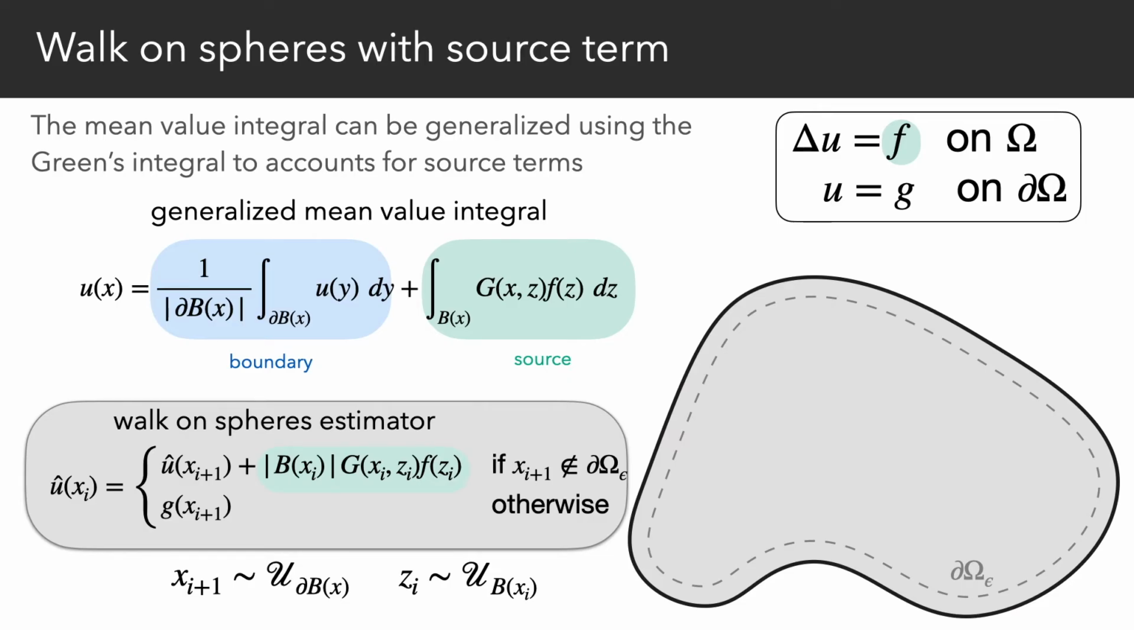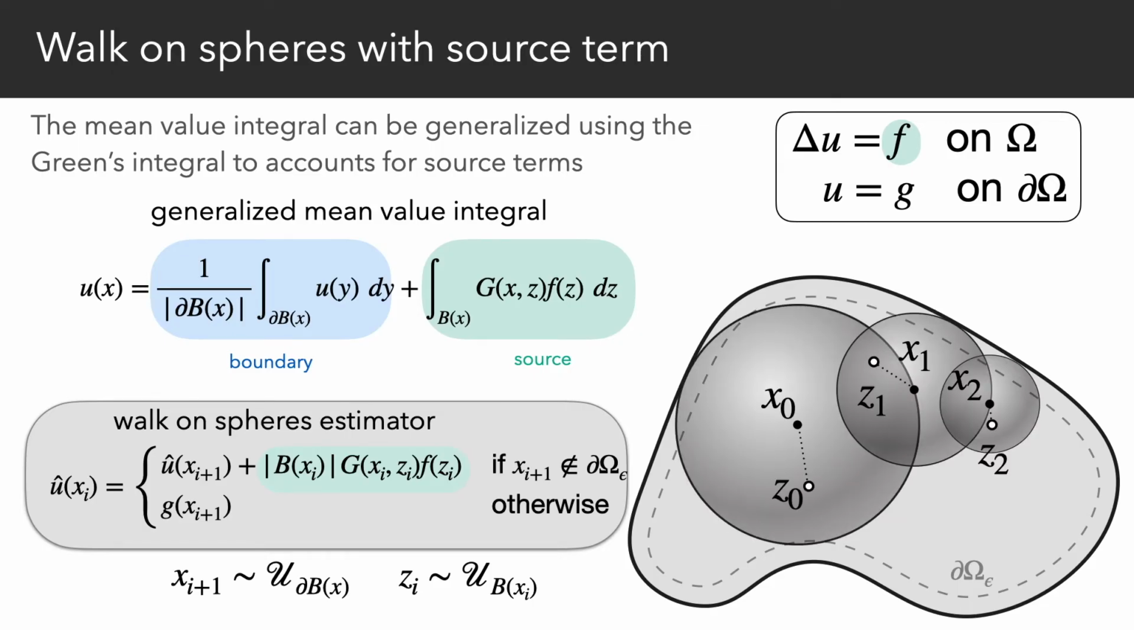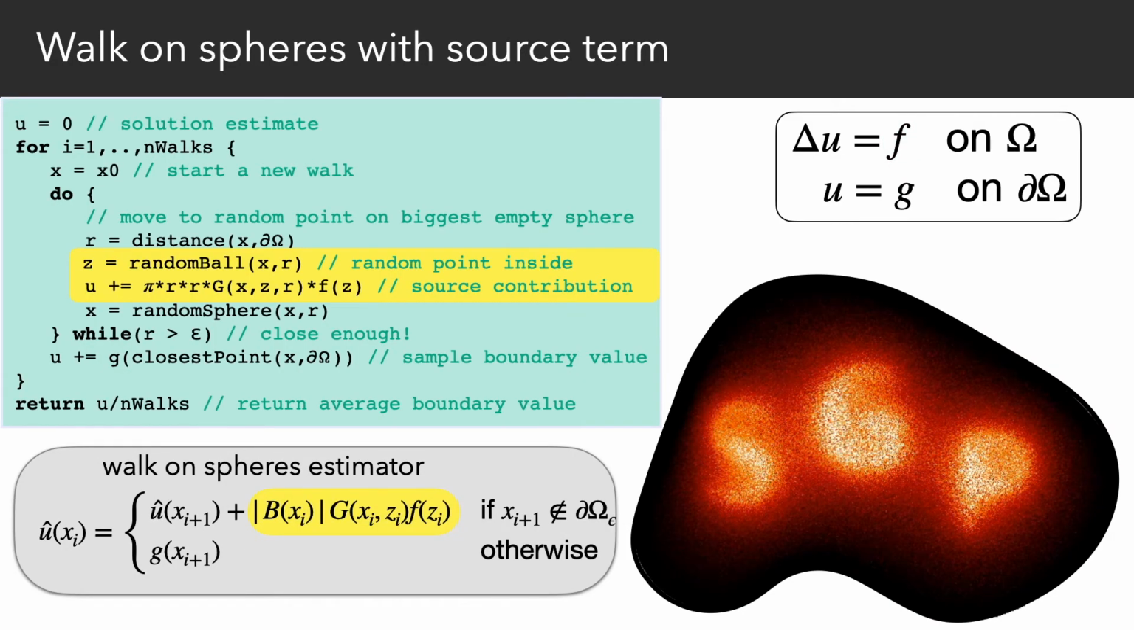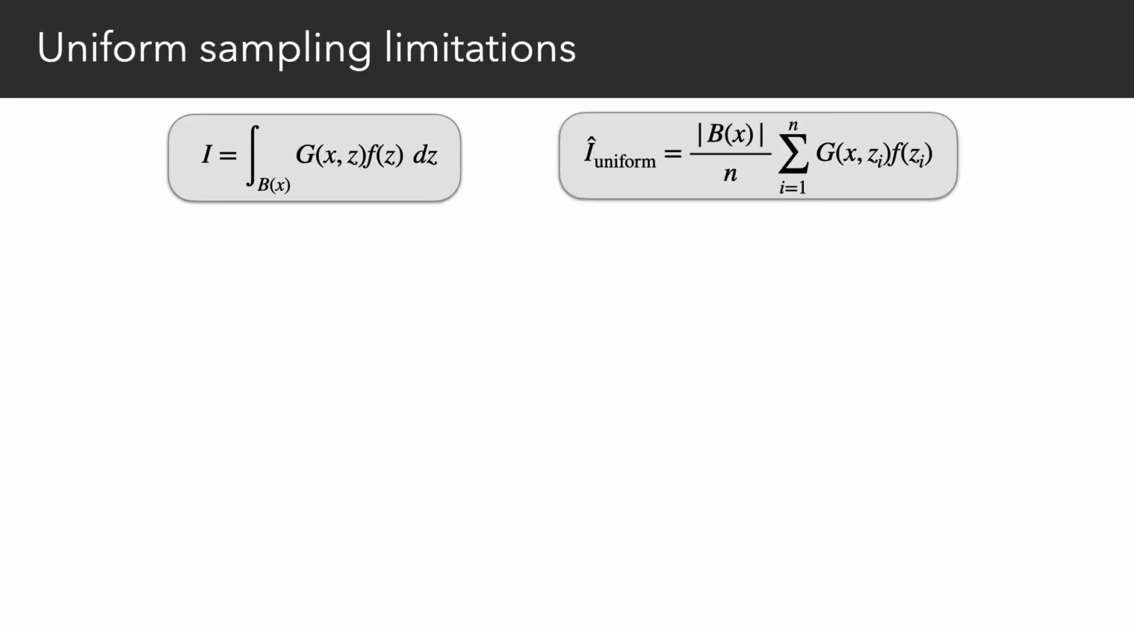The walk-on spheres algorithm for the Poisson equation is almost identical to before, except now we evaluate one additional sample in the ball at each step. Overall, the changes here require about 2 lines of code to the algorithm we introduced before. But we're not quite done, however.